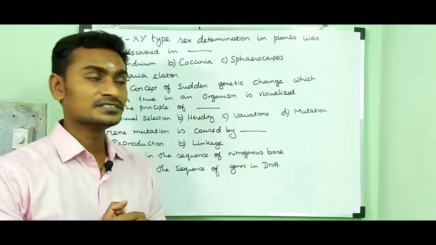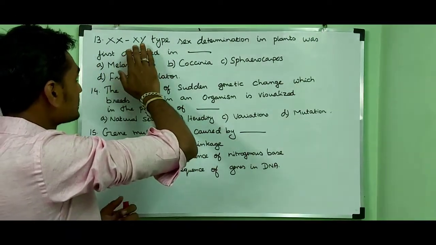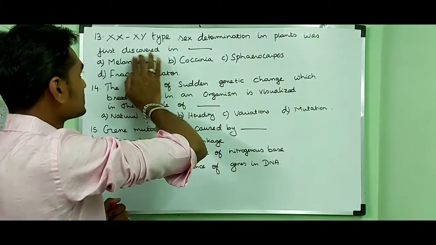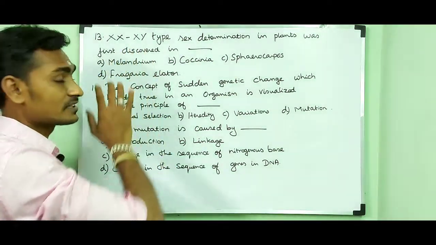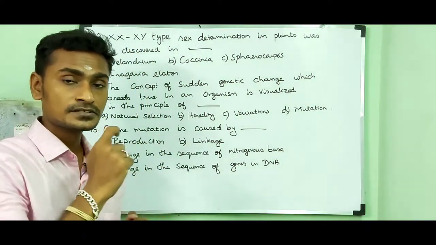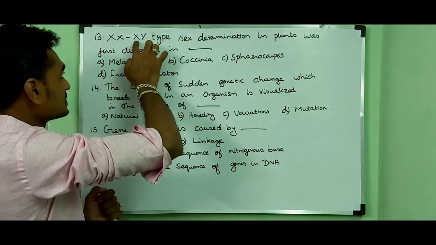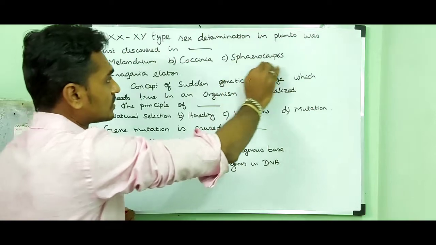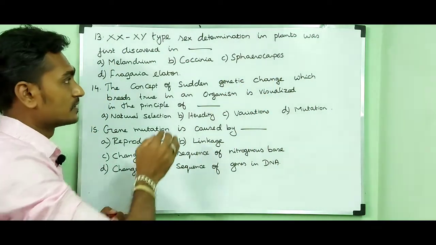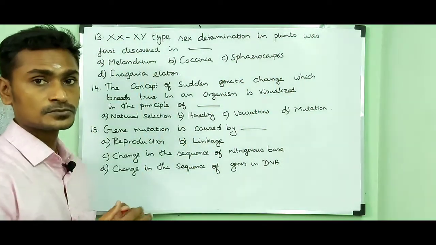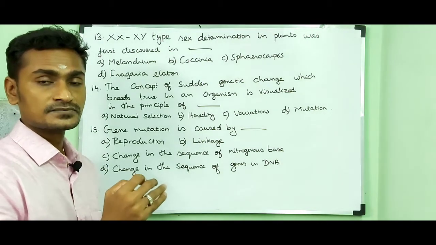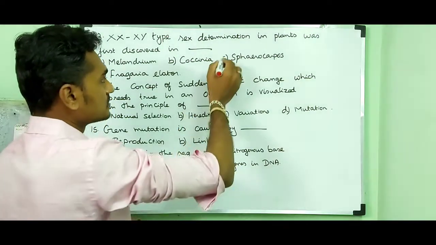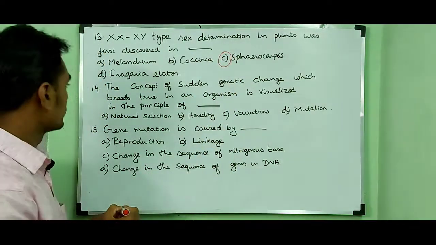The 13th question. XX-XY type sex determination in plants was first discovered in, that means the organism contains heteromorphic chromosomes. It was first discovered in Sphaerocarpus. It is a bryophyte, and this heteromorphic chromosome sex type was first determined in the Sphaerocarpus plant. So option C is the right answer.